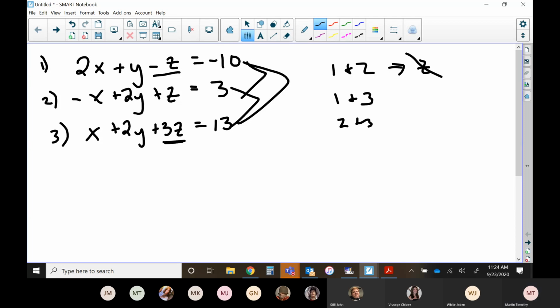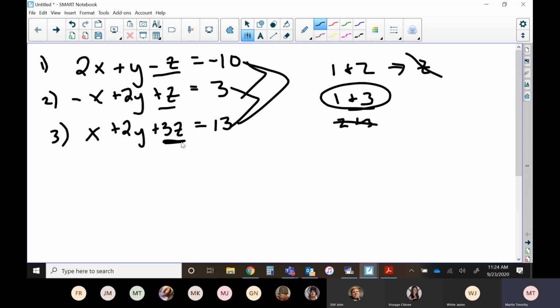Yes? Now, why would I probably pick this one and not this one? It's a little bit harder. Why is it a little bit harder? Yes, because this is a positive z, and this is a positive z. So not only would I have to multiply it by 3, but I'd have to multiply it by a negative 3, which again opens me up for more error. Do you follow me?